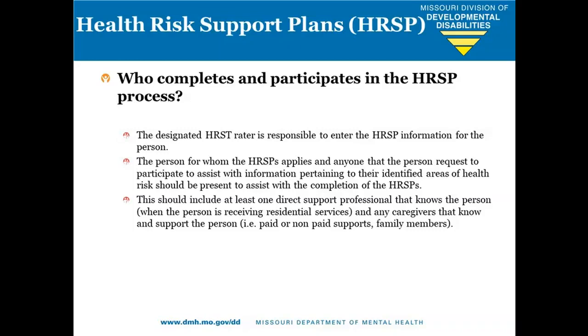This should include at least one direct support professional who knows the person well when they're receiving residential services, and then any caregivers or support people that know the person and support them. For example, paid or non-paid supports or family members.